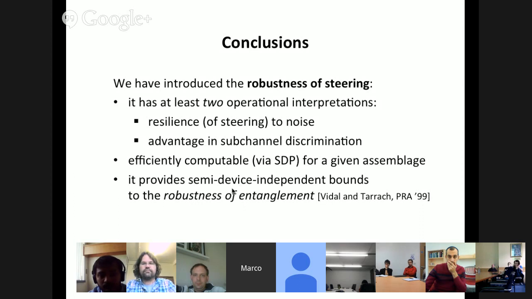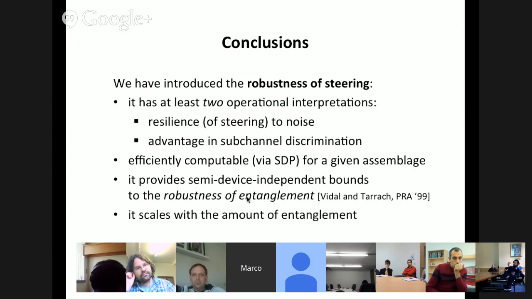Notice also that the robustness of steering provides a semi-device independent bound to the robustness of entanglement. I've not spoken about this, but given the geometry of the sets we have seen in this presentation, you can imagine that there is a notion of robustness of entanglement that actually inspired the robustness of steering. The point I want to make is that the robustness of steering provides a lower bound to the robustness of entanglement, which is itself a very meaningful quantity with operational interpretations.